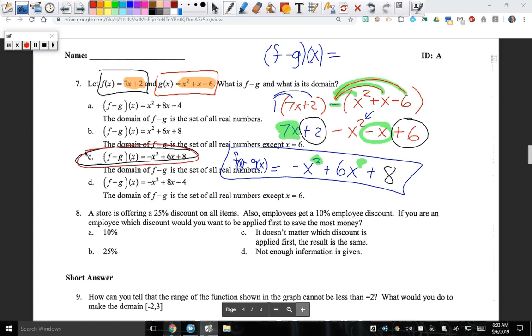So C is the answer on this one. And the domain is all real numbers. If I were to graph this right here and scan it to see what the domain is, it would actually be all real numbers, all the way to the left and all the way to the right. Just for calculator practice, we're going to look at that real quick.